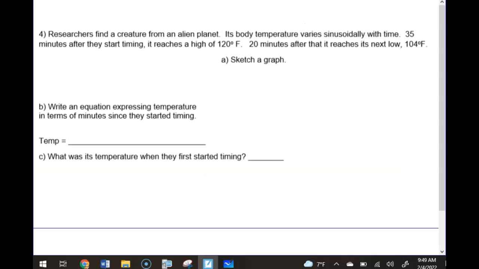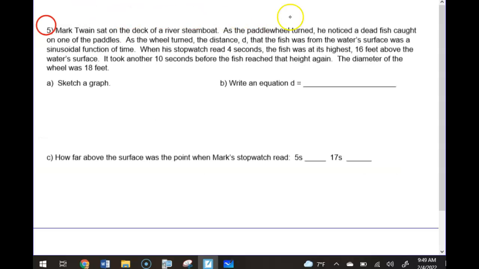I am going to skip all the way to the back, number 5, 23B then. Okay. Mark Twain sat on the deck of a river steamboat. As the paddle wheel turned, he noticed a dead fish caught in one of the paddles. How exciting.